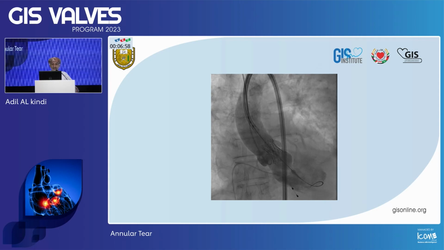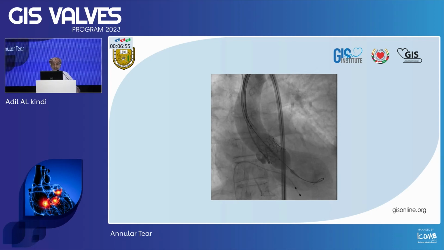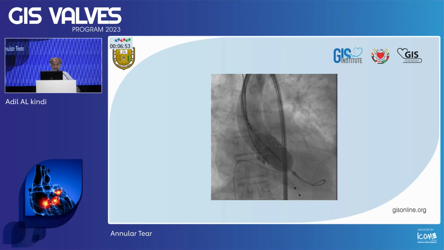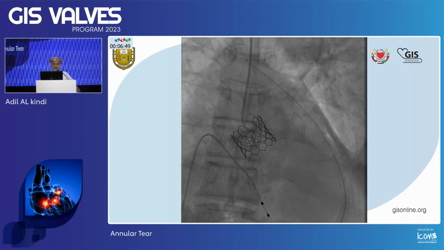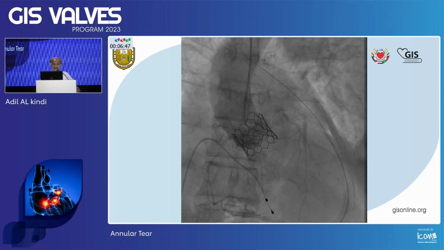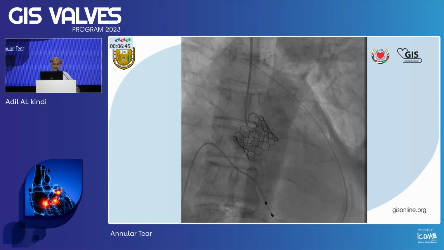So the valve was deployed, as you can see. After that, we did an angiogram. Looking at this, there was some AI, as we had a paravalvular leak.